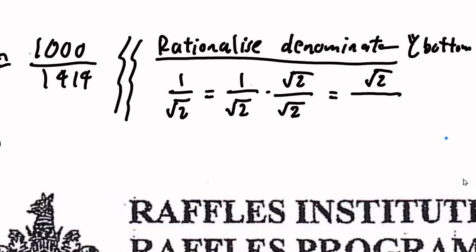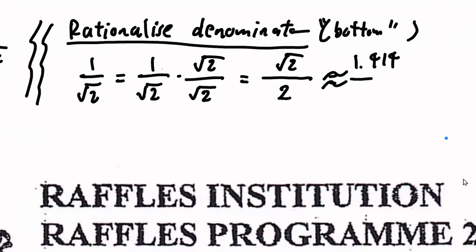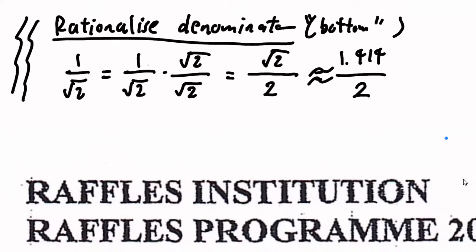Then square root 2 times square root 2 is what? 2. Sorry, there's a 2, yes. But if we look up a table of values and find that square root 2 is approximately 1.414, then we just divide by 2. I think you don't need to do long division for this, right? You can even do it in your head.